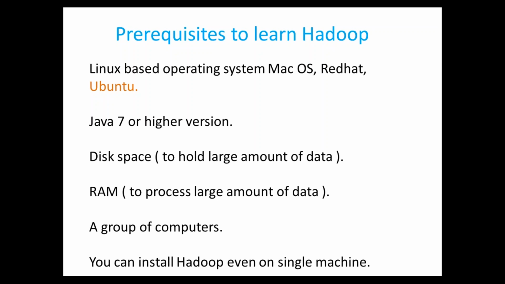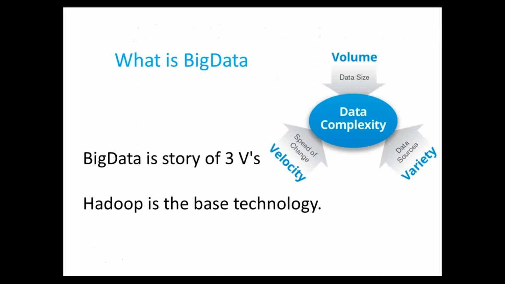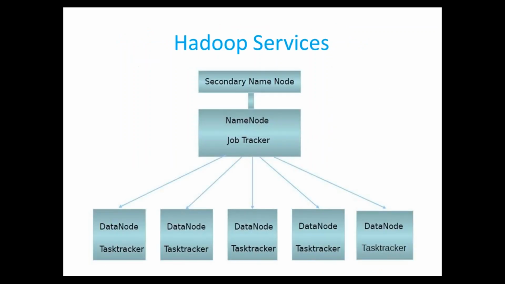A group of computers. In our previous slides, we had a picture in which there is a master, there is a secondary master, and there are 5 slave machines. So do we need these 7 systems for learning Hadoop? No, that's not required. Logically, your own system can work as a master as well as a slave machine. Just like you can send an email from your email address to your email address, and you will definitely receive it. Because you are the sender, you are the receiver.